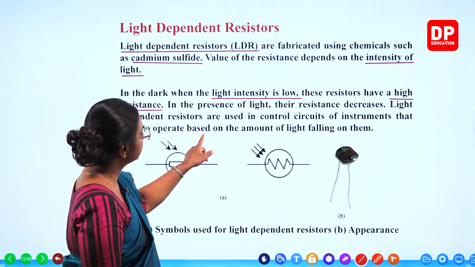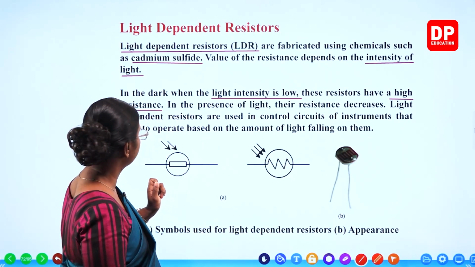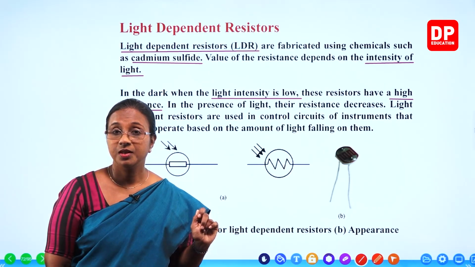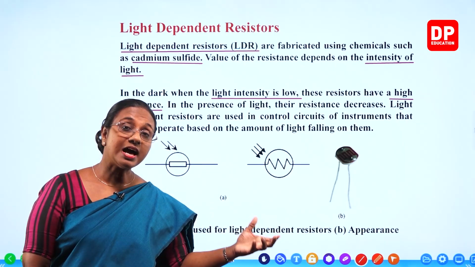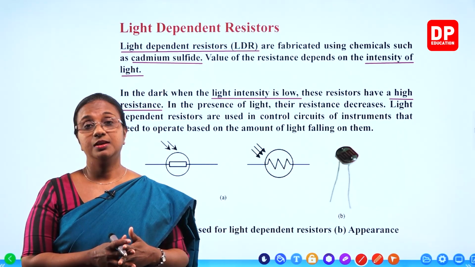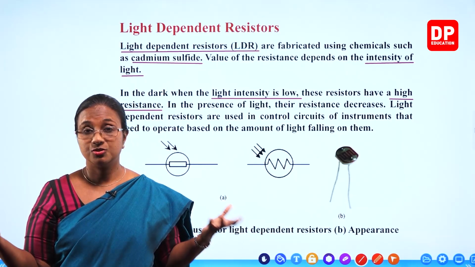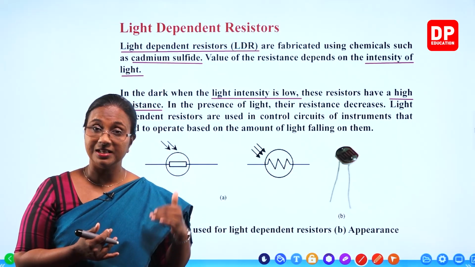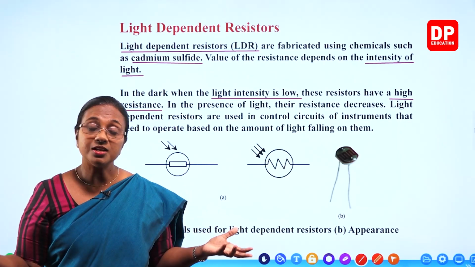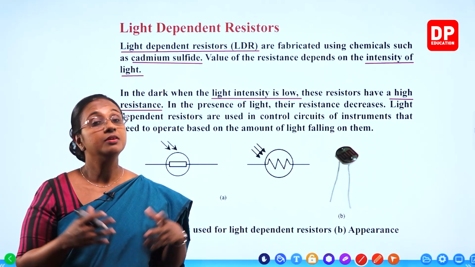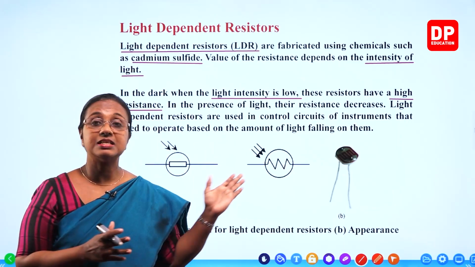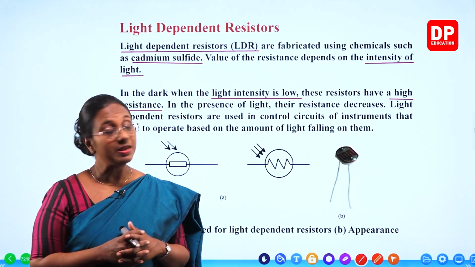So light-dependent resistors are used in control circuits of instruments that need to operate based on the amount of light falling on them. So maybe alarms. When there is light, current has to flow through it and the alarm has to go off. A fire alarm probably. When there is fire, there is lot of light. So because of that, the resistance of the light-dependent resistor will decrease. That will allow the current to flow through the circuit and the alarm will go off. When there is no light, then there is no current flow because the resistance is high. Something like that. So think of instances where these light-dependent resistors can be used.